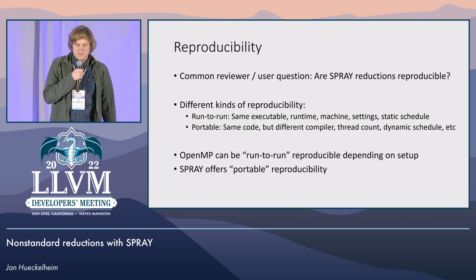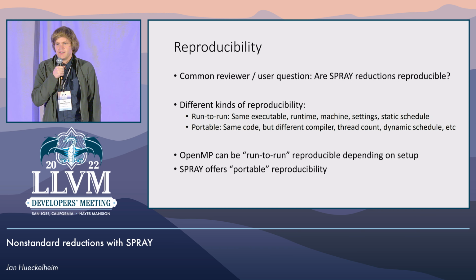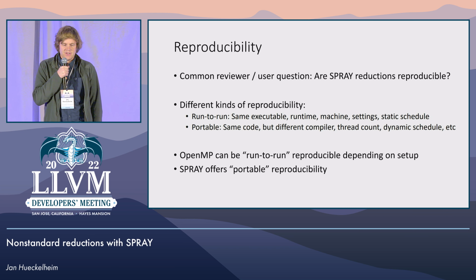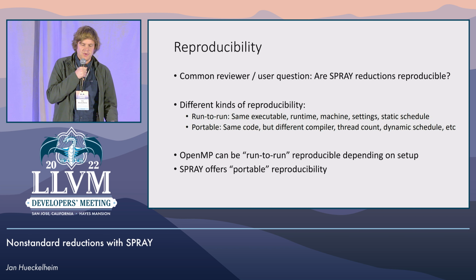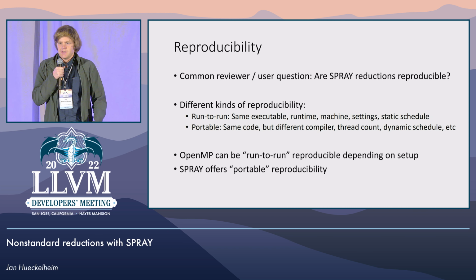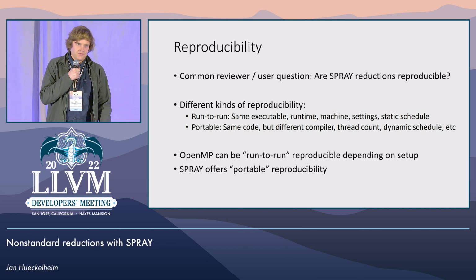Now, a question that we have gotten a lot from reviewers of our papers and also actual or potential users is, are these reductions reproducible? And to answer that question, we need to realize there are different kinds of reproducibility. The one that is really the most interesting for us is that if you have the same code, but you compile it on a different system, or you run it with a different thread count, will you get exactly the same result, or will you get a slightly different result due to the non-associativity of floating point summations?